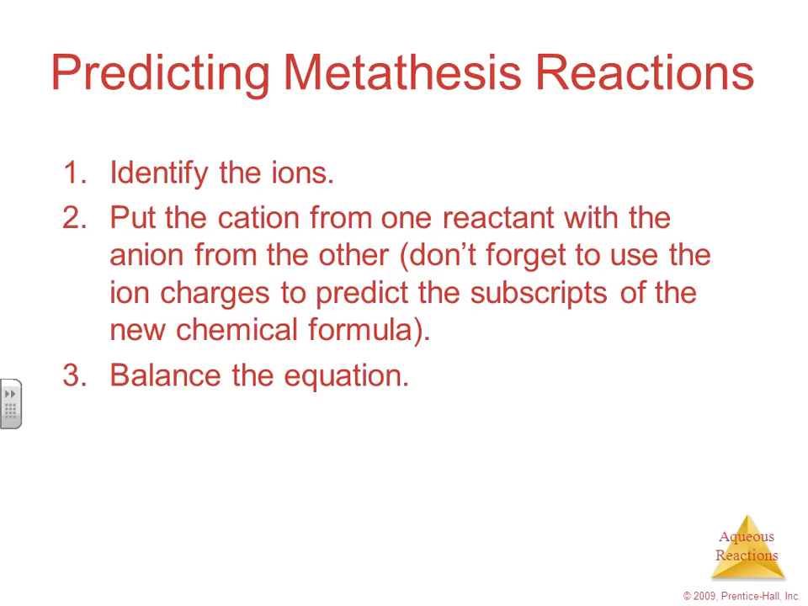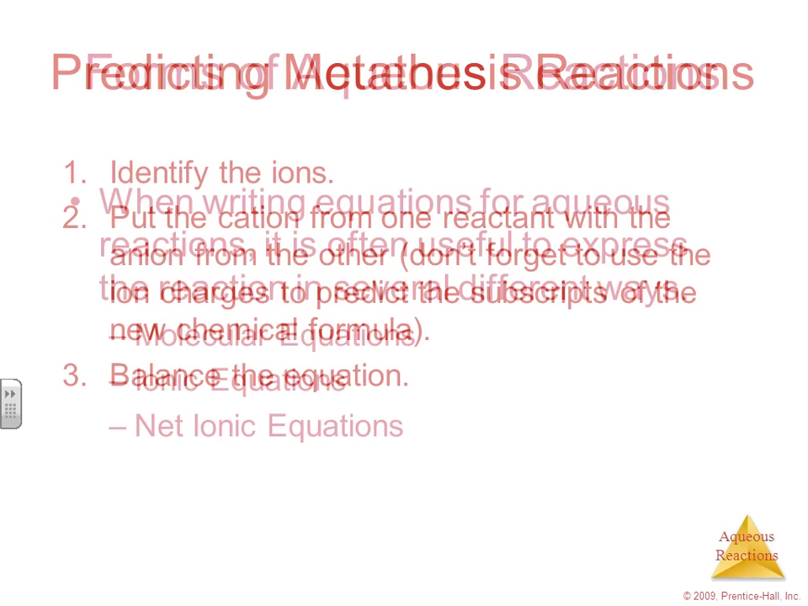Every time you make a new chemical formula, you have to derive the formula of that new ionic compound based upon the charge of the ions that are now together. And once you've done that and you have your valid chemical formulas on the product side, then you go through and you balance the equation.